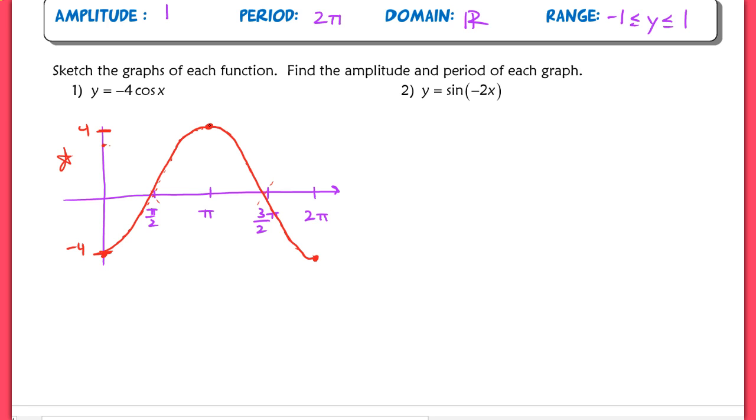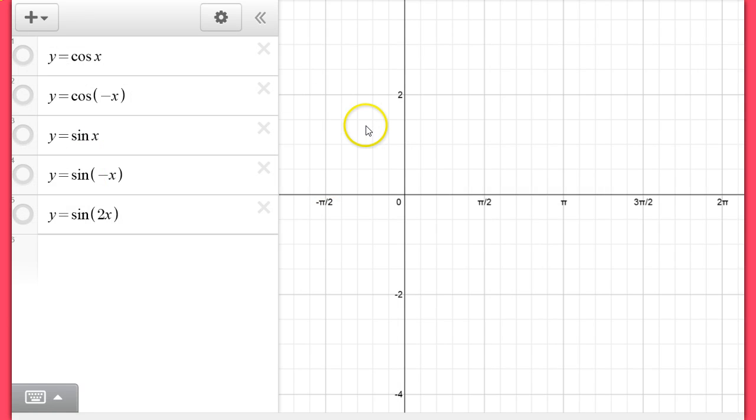Okay, now in number 2 here, I have a value on the inside, sine of -2x. Now you've got to do two different things here in order to understand how to graph y equals sine of -2x. Okay, so we're going to come back to the graphing app real quick. To understand what happens when you input something on the inside here, we're going to take a look at both cosine and sine functions.